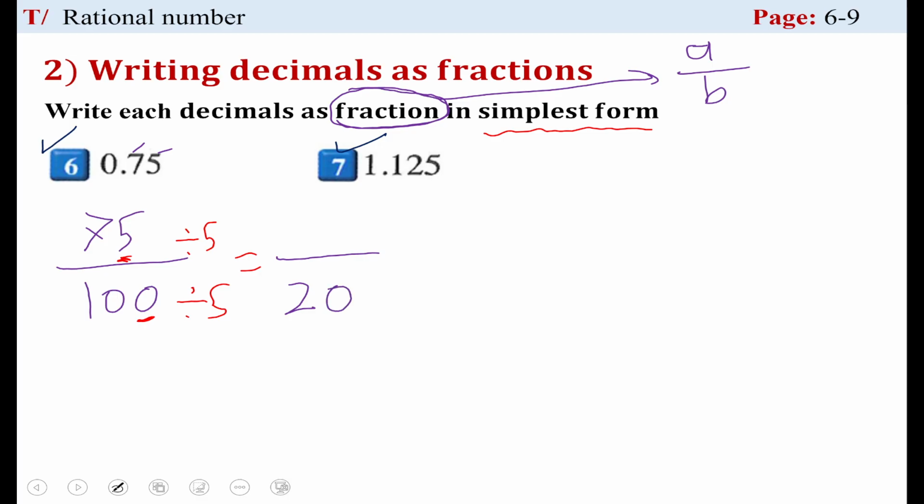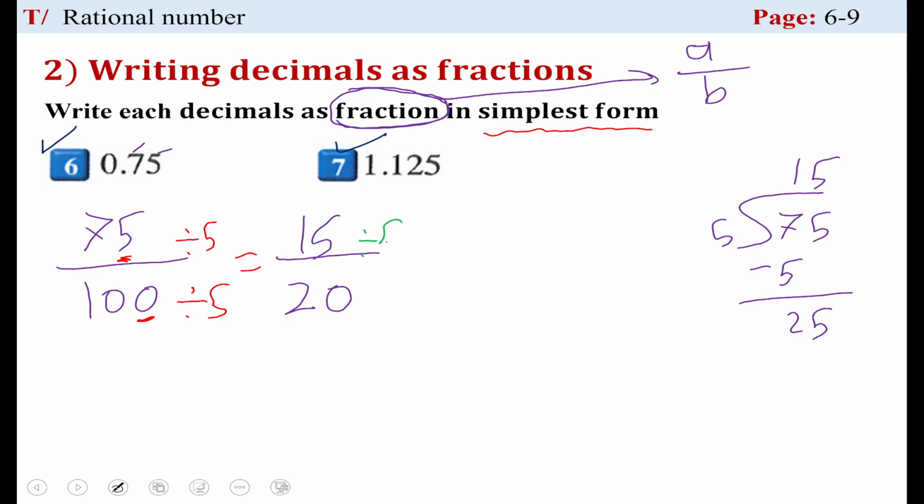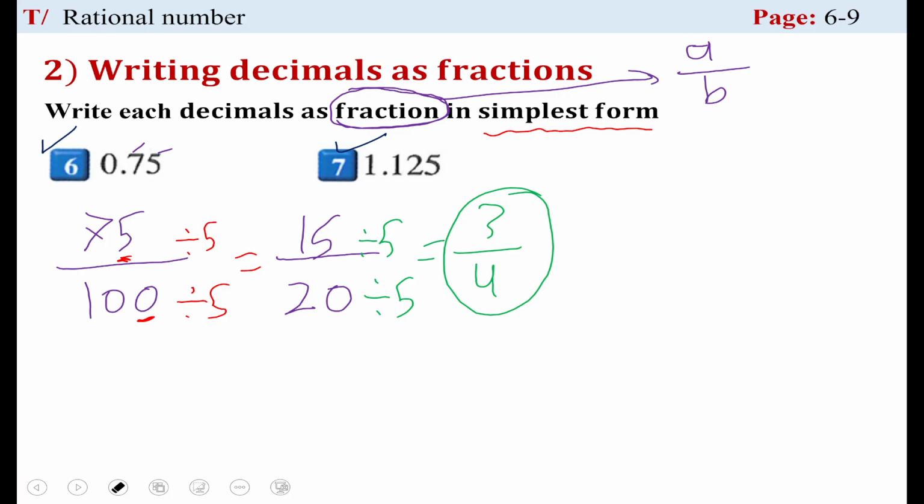Okay. So 75 divided by 5, we can use long division. 75 and 5. How many 5s in 7? 1 times 5 is 5. So 2, 25. 15. Okay, 15 out of 20. Still we can divide by 5 because the last digits are 5 and 0. Divide by 5, divide by 5. So 15 divided by 5 is 3, and 20 divided by 5 is 4. So 3 over 4, okay? This is the answer to question 6.